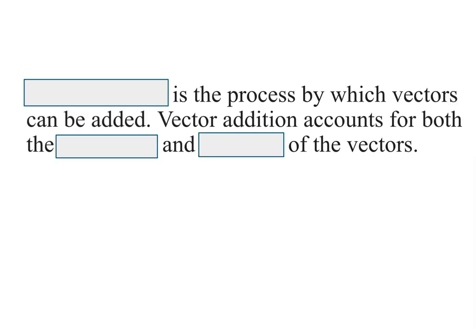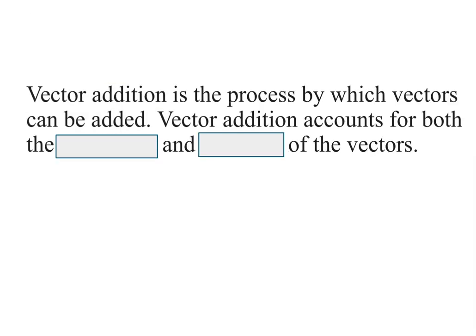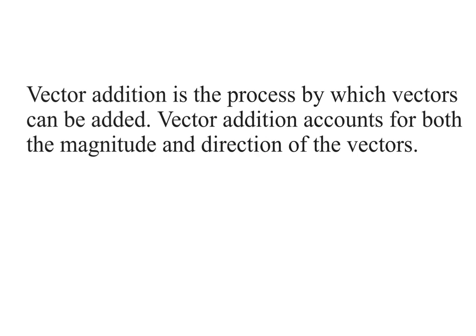So one more, and then we're going to do our little handout and get on the computers. Vector addition is the process by which vectors can be added. Vector addition accounts for both the magnitude, which is what we can think of as length, and the direction, which is going to be your degrees. Length and direction.